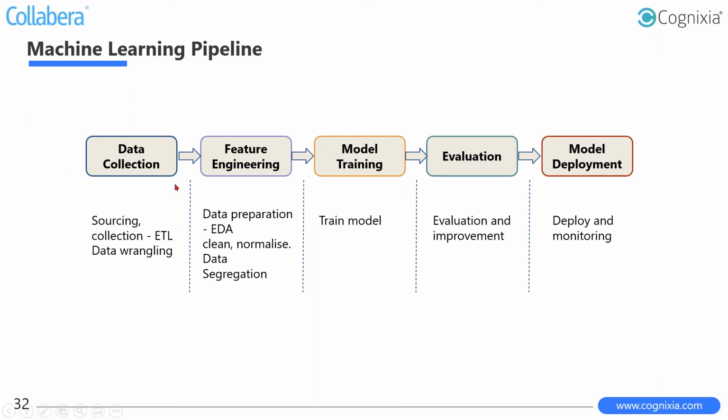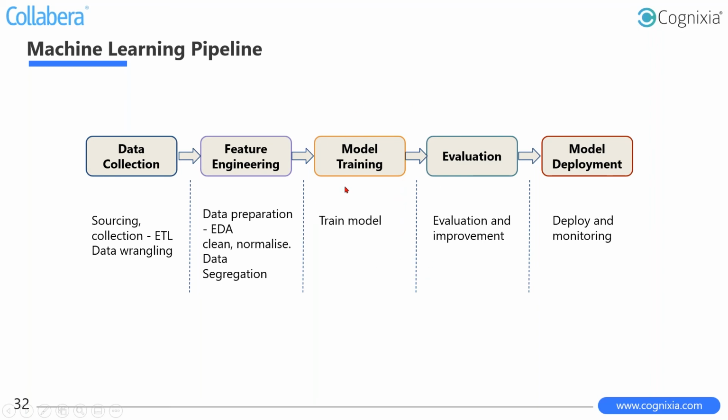So it requires data collection, where you do the sourcing of the data. You may have to do ETL and data wrangling. You have to clean the data and massage it, collecting it from multiple source systems. Then feature engineering comes into the picture. We do EDA, that is, exploratory data analysis. You do data preparation, cleaning, normalization, and segregation. You identify the features which are right for your model, and then you go to model training. So you train the model.